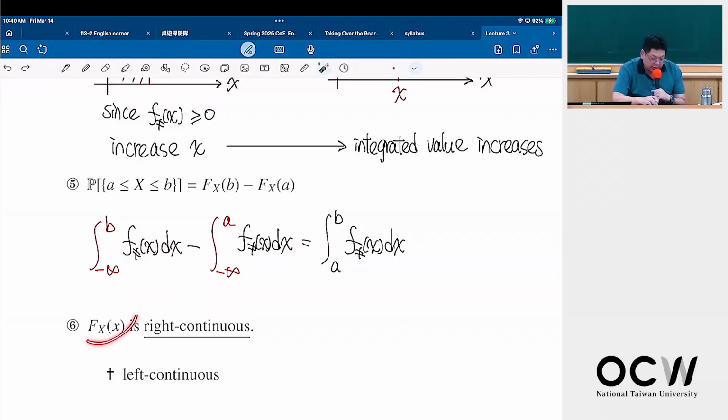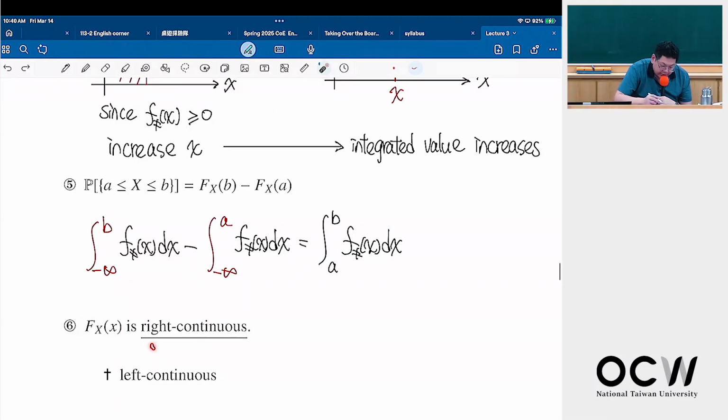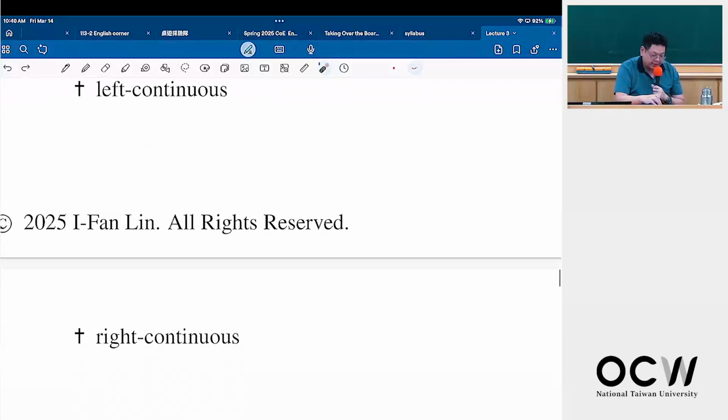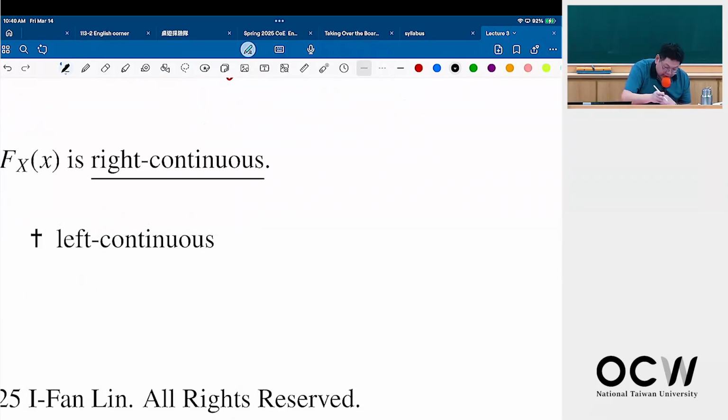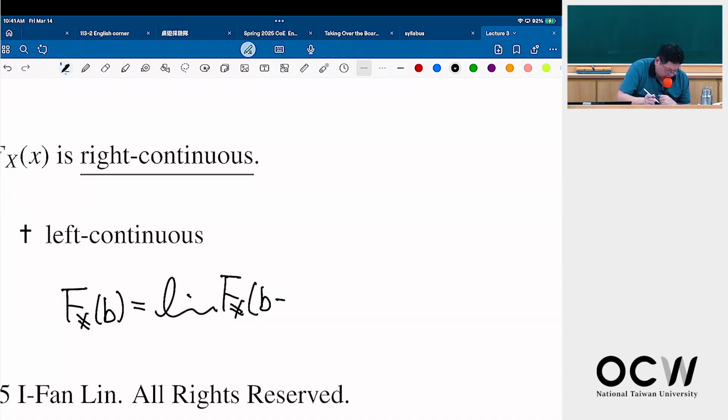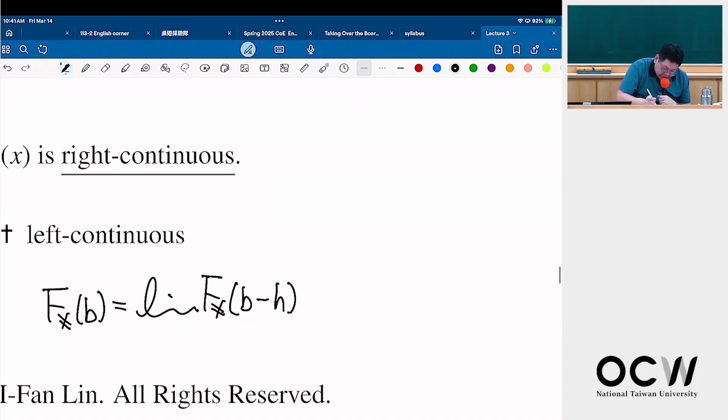In this case, CDF is right continuous. So what is right continuous? First, let's see left continuous, right continuous, and also continuous. Left continuous means, at this point, there's a point H.